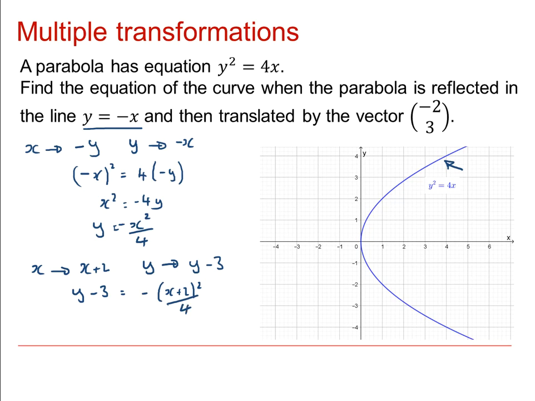And if you rearrange that, well, we can say that y minus 3 is equal to minus of x squared plus 4x plus 4 in a bracket divided by 4, and therefore we get that y is equal to minus x squared over 4 minus x, and then we've got minus of 4 over 4, which is minus 1, but plus 3, so in total plus 2. So our final equation is y equals minus x squared over 4 minus x plus 2.